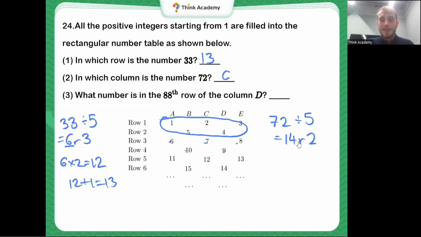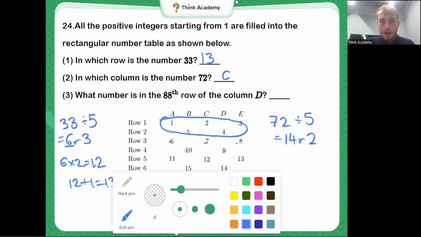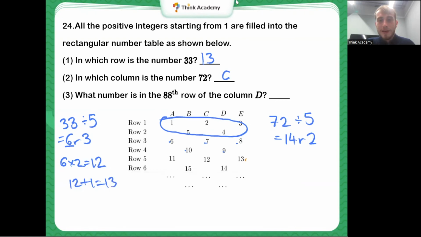And finally, part 3, which is probably the hardest part. What number is in the 88th row of column D? The 88th row means we've had 86 complete rows in a cycle. You can imagine that in the 88th row, we're just about to complete a cycle. So how many complete cycles have we had? Well, 86 divided by 2 equals 43, because every cycle has 2 rows. So you've got 43 complete cycles. Now I want to know the number.